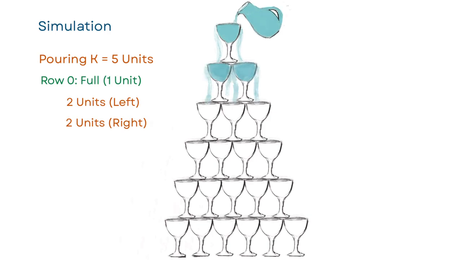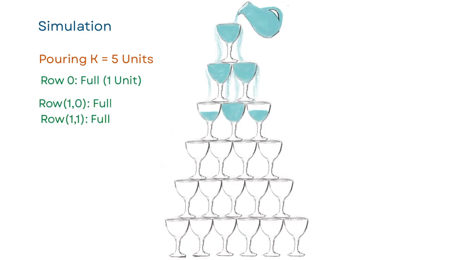Now, pay attention to the middle glass in the third row. This is the key part of dynamic programming. Unlike the edge glasses, this one receives overflow from two parents, both the top left and the top right. The water accumulates here before overflowing further down.